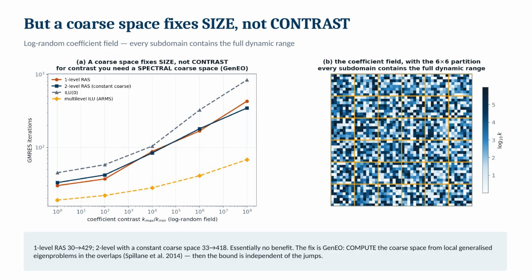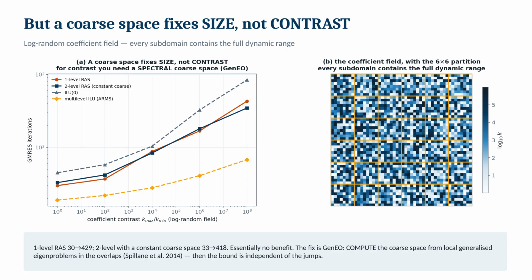Essentially no benefit. The coarse space fixed the size problem. It did nothing for the contrast problem because piecewise constants simply cannot represent the near kernel of a highly heterogeneous operator. The fix, and this is what GenEO is, is to compute the coarse space rather than choose it. Solve a small generalized eigenproblem in each overlap, keep the eigenvectors below a tolerance, and use those as coarse basis functions. That gives you a condition number bound of C times 1 plus 1 over lambda tolerance, independent of the jumps. Spillane and co-authors, 2014.